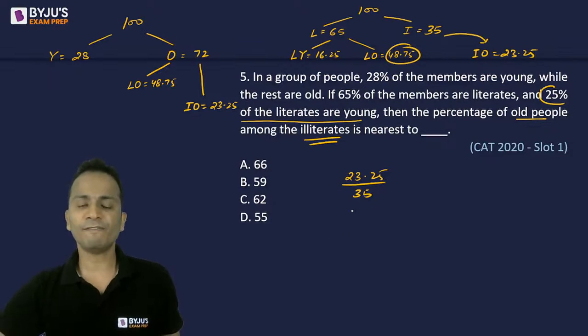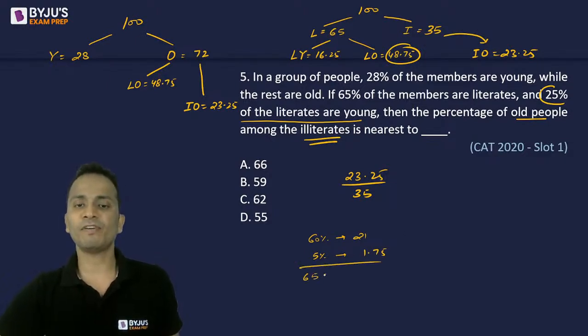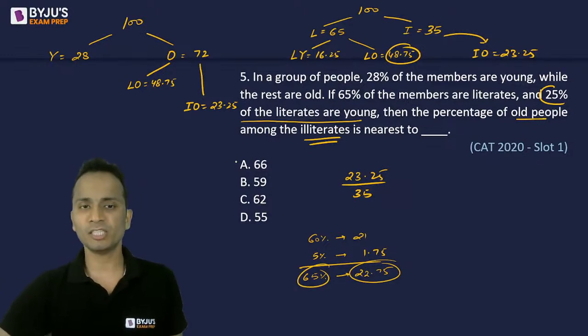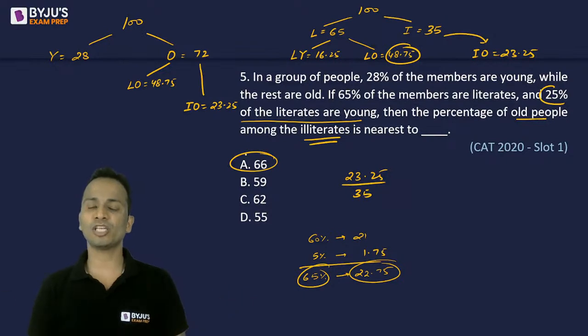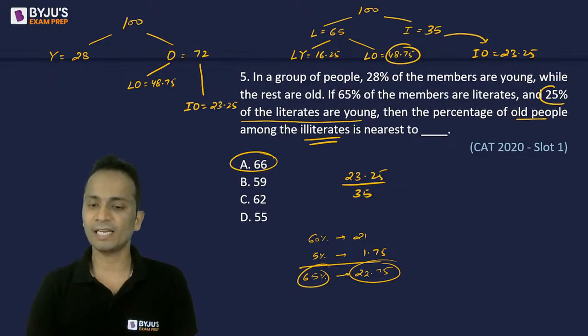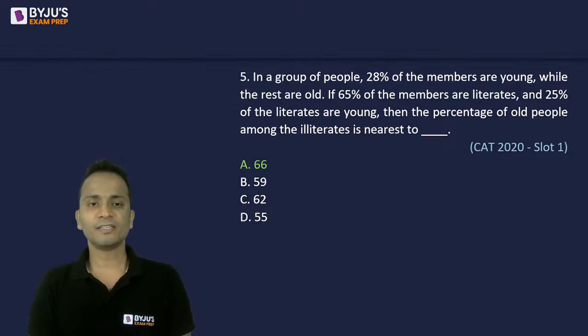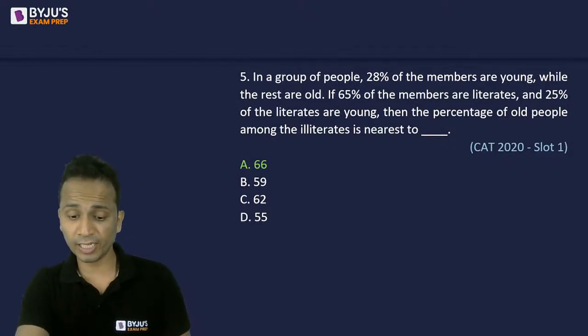Okay. Now 35 ka 60 percentage is 21. I need 23.25. 35 ka 5 percentage is 1.75. Right? So I can say that 65 percentage will be equal to 22.75. So my answer will be slightly above 65 percentage, and there is one option that is the only one which is above 65 percentage. So the correct answer should be option A, that is 66 percentage, and that is the correct answer. All right. So option A, 66 percentage.